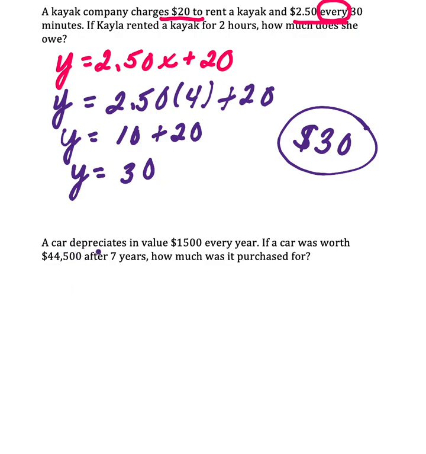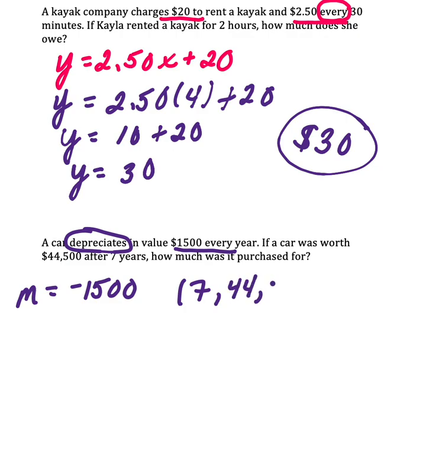So right here, my car is depreciating in value $1,500 every year, or we could even say per year. So my slope, now it's not 1,500, it's negative 1,500 because it's depreciating in value, meaning going down in value every year. And then I'm given this point. Now understand what slope is. It's going to be our change of y over change of x. So y here in the numerator is the cost, the money. It's $1,500 per year. So my years are my x. So 7 is my x value, and 44,500 is my y value.